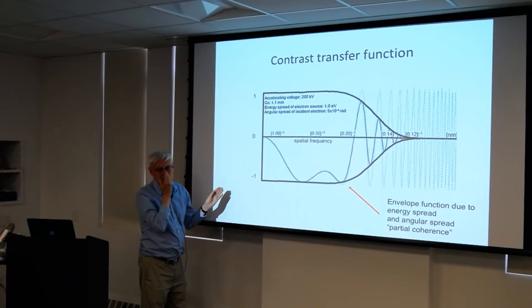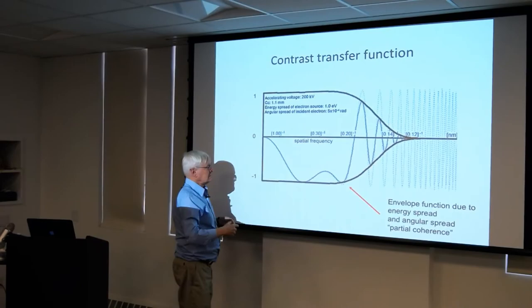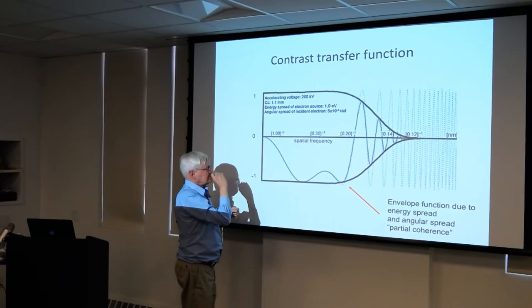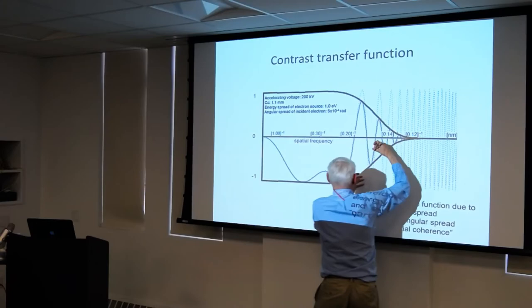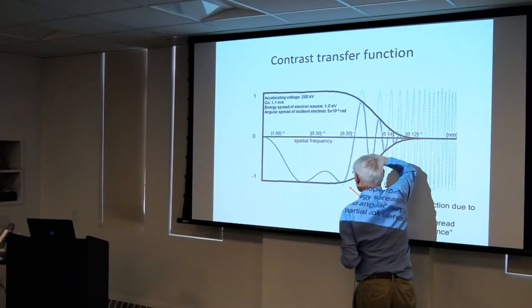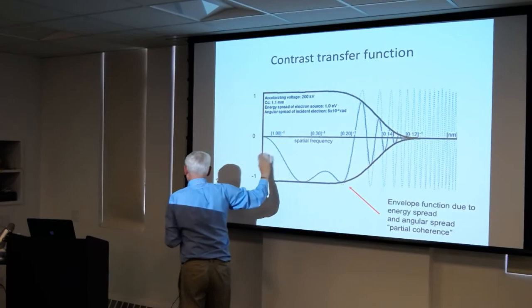So what people do, what you do, when you get into the whole habit, you take images with different defocuses, which means that this entire pattern is going to spread in different ways. It's as if you pull it along here, so that maxima and minima come into different positions, and you get an overlap of all the information.